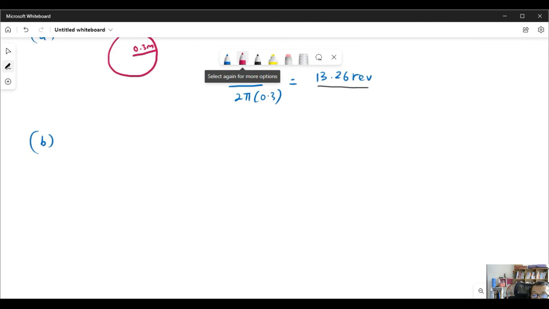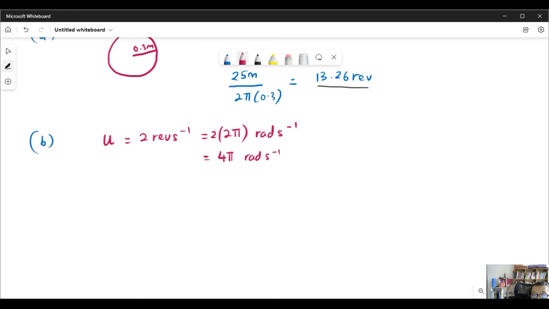Okay, we know that the initial speed is 2 rev per second, and convert this to angle, it will be 2 pi. So 2 times 2 pi radian per second. Because 1 rev is 2 pi, so 2 rev will be 4 pi, 4 pi radian per second. Final angular velocity is 0.